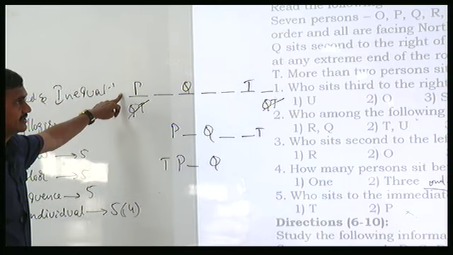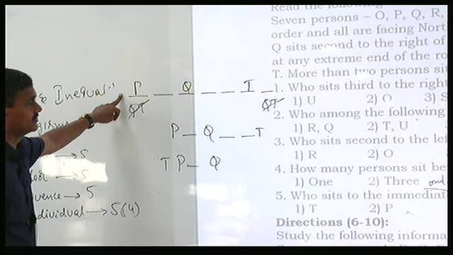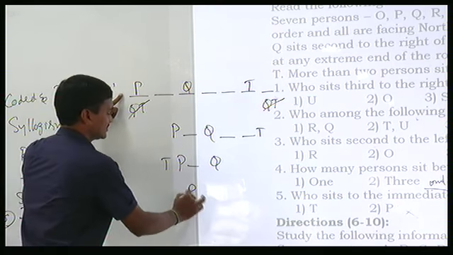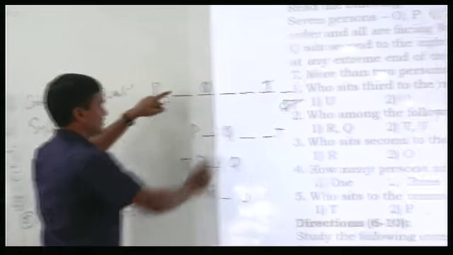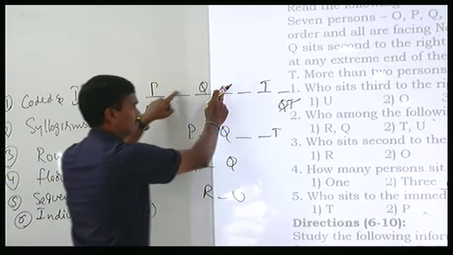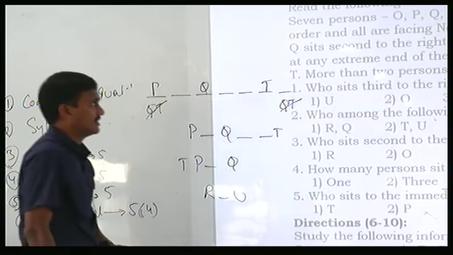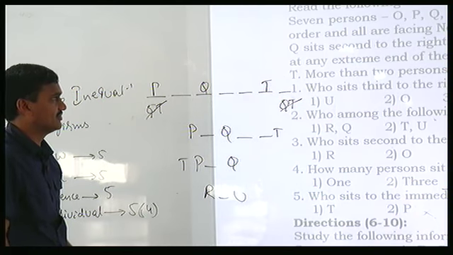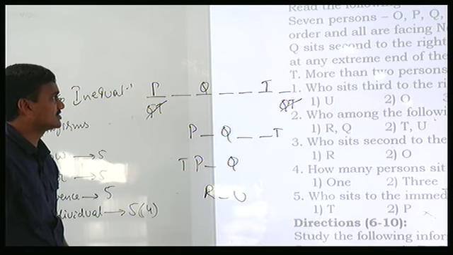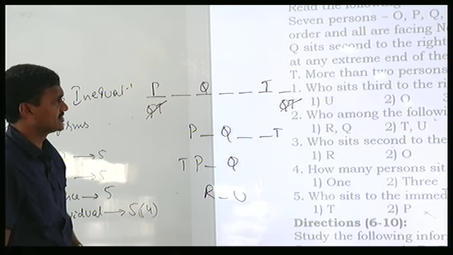Isn't it? Then, R sits second to the left of U. Whatever this R is seated second to the left of U. As R is seated second to the left of U, this is one possibility, and this is the other possibility. R seated second to the left of U, and R does not sit adjacent to T.